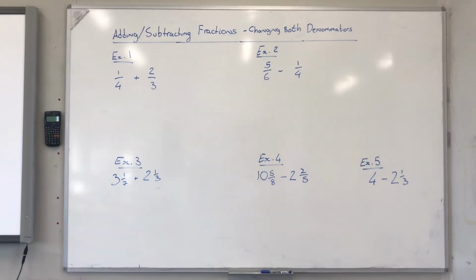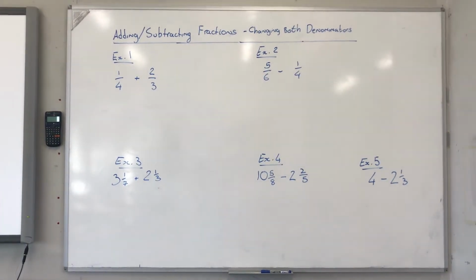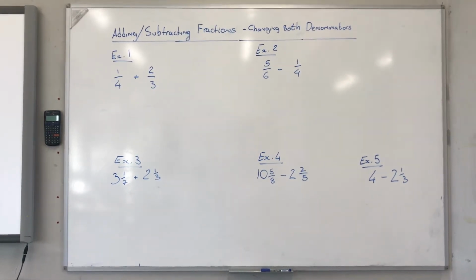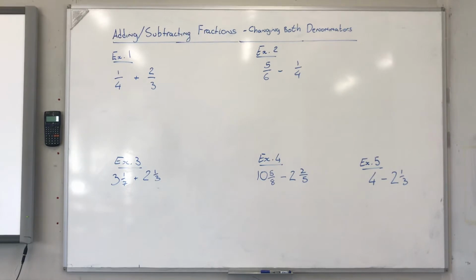So in this video what we're going to do is add or subtract fractions where we need to change both denominators. Okay, so if we look at this first example, we need to find the number that 4 and 3 both can get changed into, because 4 is the denominator of the left hand fraction and 3 is the denominator of the right hand fraction.